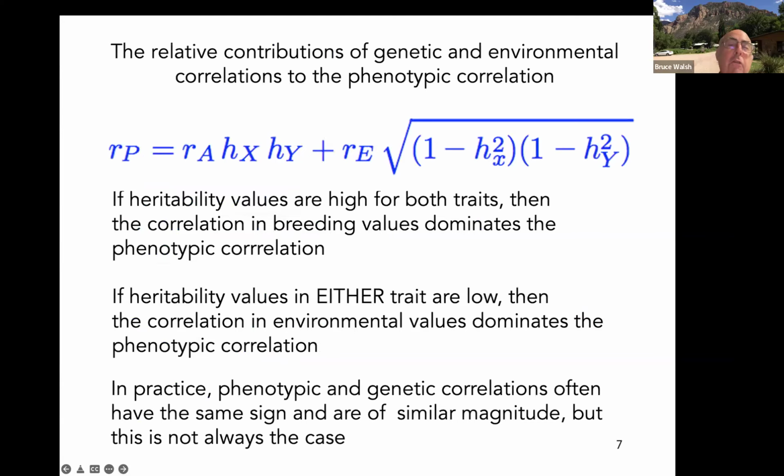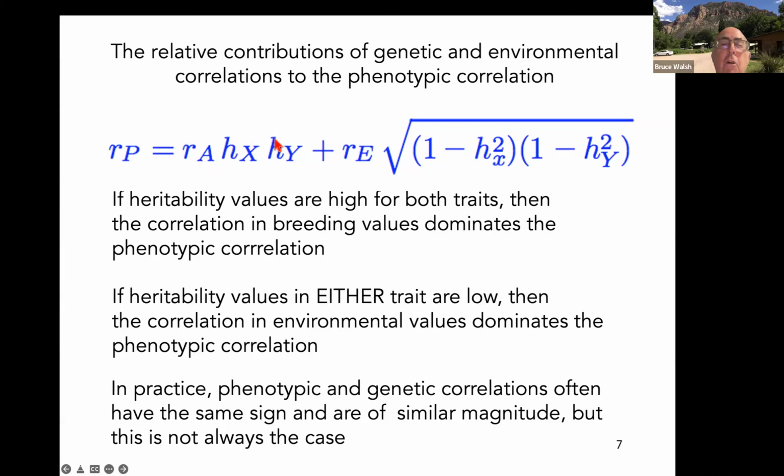And you can put all those together and write it this way. Your phenotypic correlation is a function of your genetic and your environmental correlation. And the weights here depend upon the heritabilities. Heritability of trait X, heritability of trait Y. So if traits X and Y are both highly heritable, that term is large and that term is small. So phenotypic correlations largely track genetic correlations.